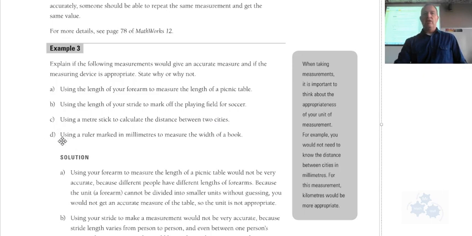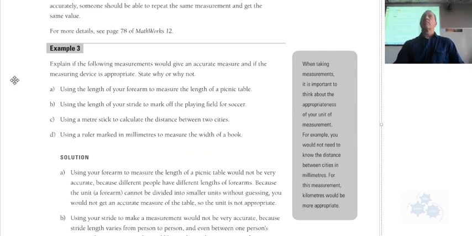And then finally, using a ruler marked in millimeters to measure the width of a book. So the width of a book, right, if you used a ruler in millimeters, that would be very exact, and it would be very appropriate for this size. Not between one city and another city for millimeters, but the width of a book, totally. Does that make sense, or do you have any questions about that?